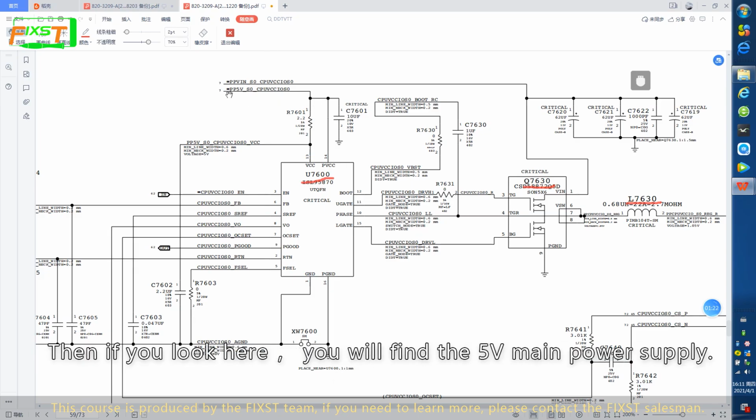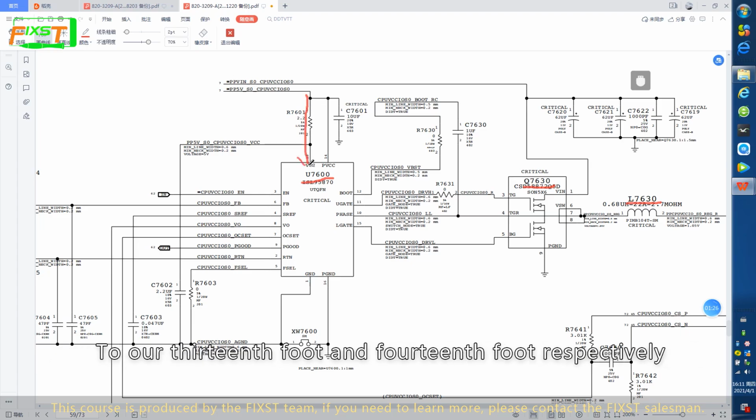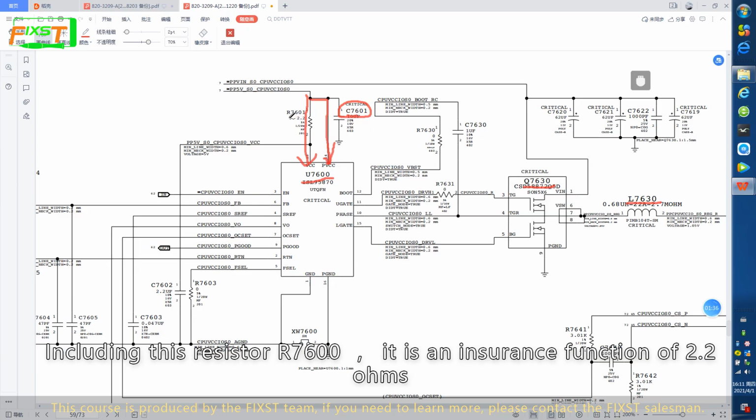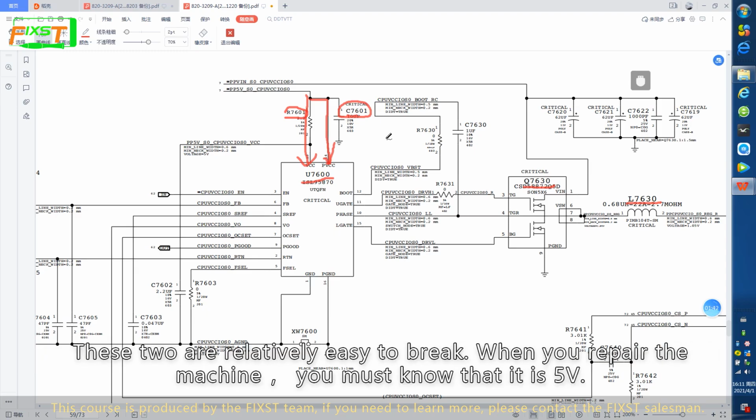Then if you look here, you will find the 5V main power supply at pin 12, 13 and pin 14 respectively. This C7601 is easy to break. You can remove it without installing, including this resistor R7600. It is an insurance function of 2.2 ohms. These two are relatively easy to break. When you repair the machine, you must know that it's 5V.